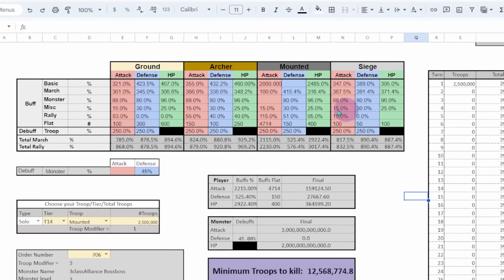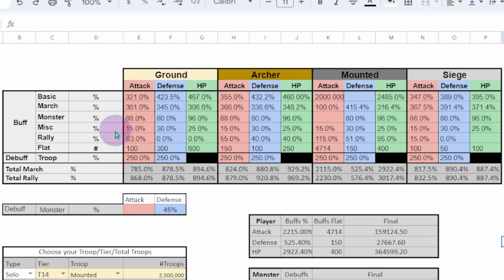I figured out I had these hidden buffs. I don't know where they're coming from. I believe Evony had some buffs that say that they're basic or say that they're marching, but they're actually monster. And because I don't know, we'd have them unaccounted for. The rest of these are pretty easy.